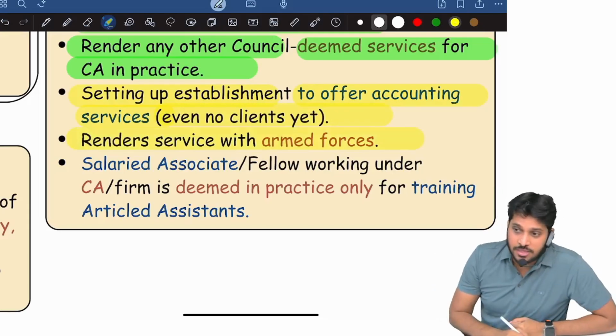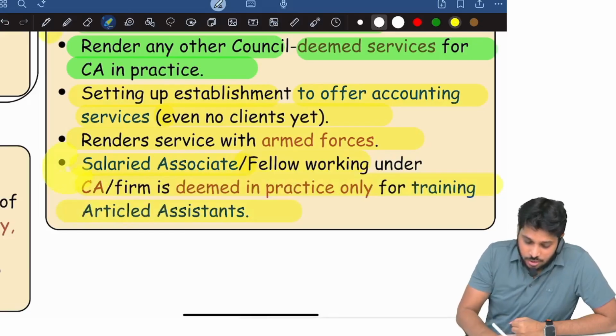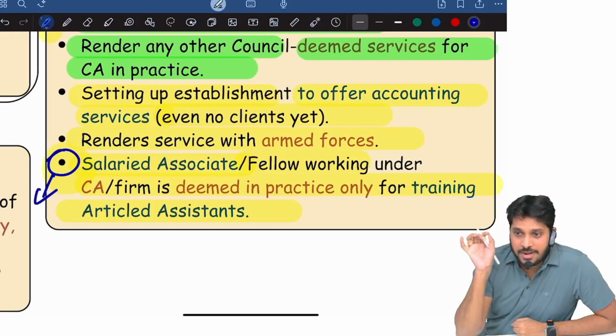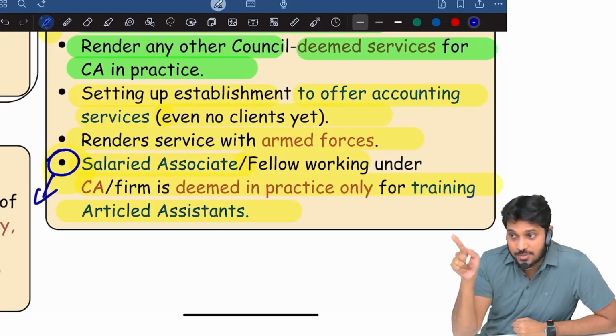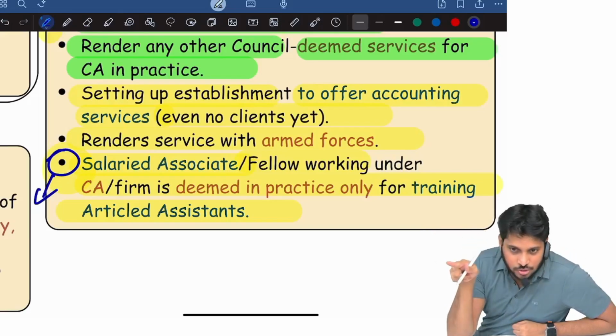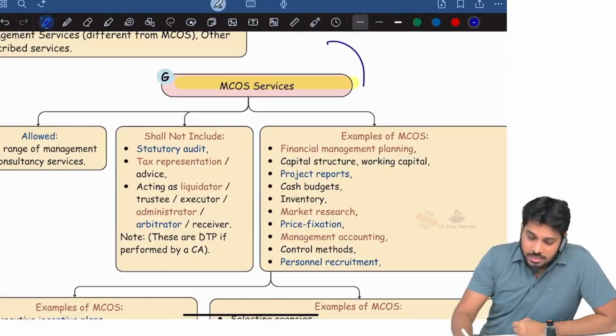A salaried associate or fellow working under a CA firm, full-time paid assistants in a CA firm, are also deemed to be in practice. That's why for the 5 years count they will also be considered equivalent to a practicing chartered accountant. Understood? Next, MCOS. Now here is the main twist.